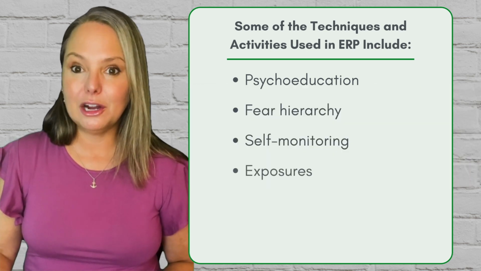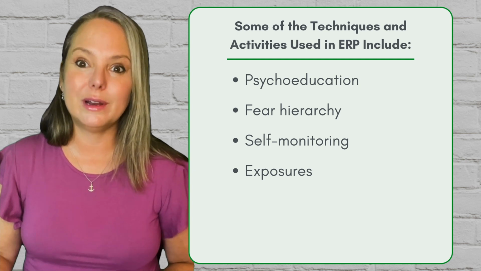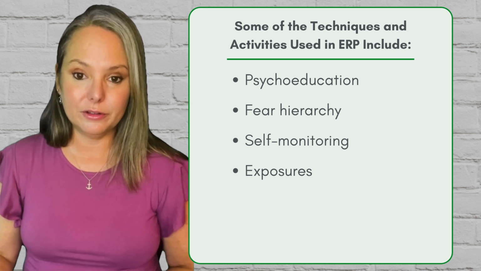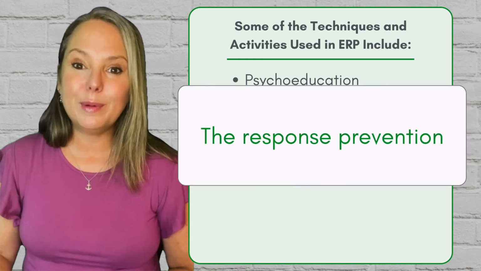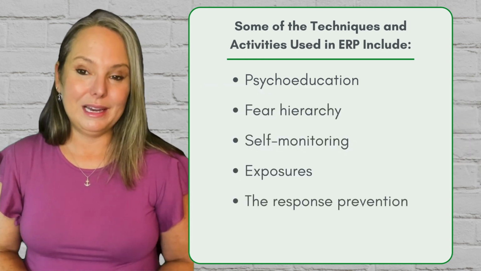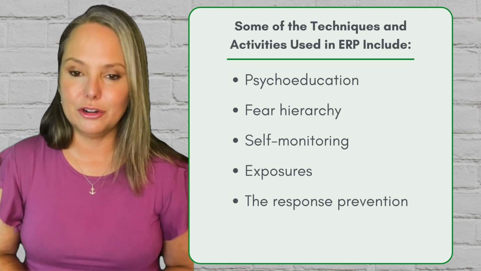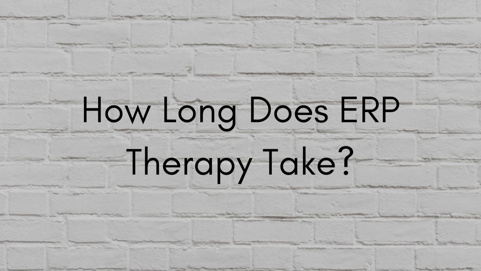Exposures. Eventually, ERP therapists will guide clients through an exposure where they are asked to intentionally confront one of the lower-level triggers on their fear hierarchy. And response prevention. This aspect of treatment is essentially asking a client to experience or tolerate a strong urge without acting on it.